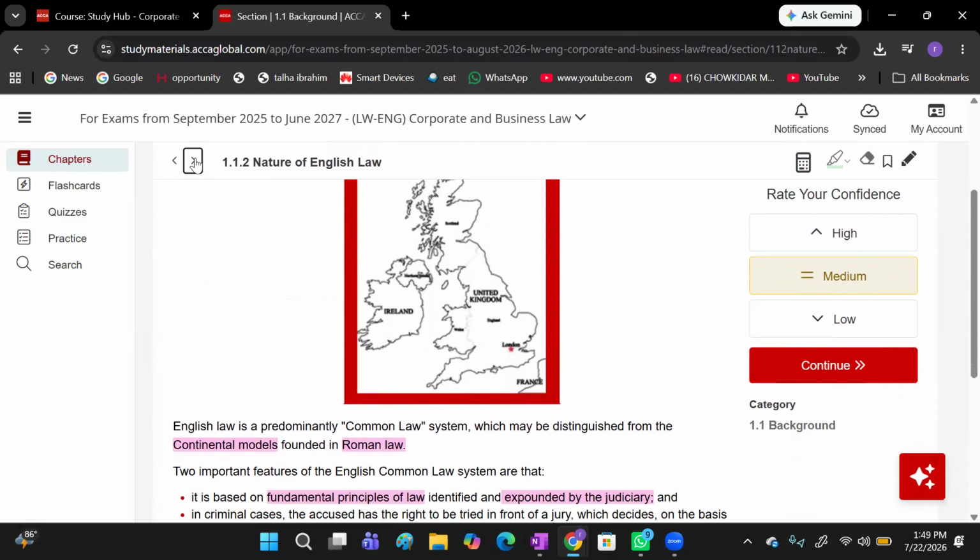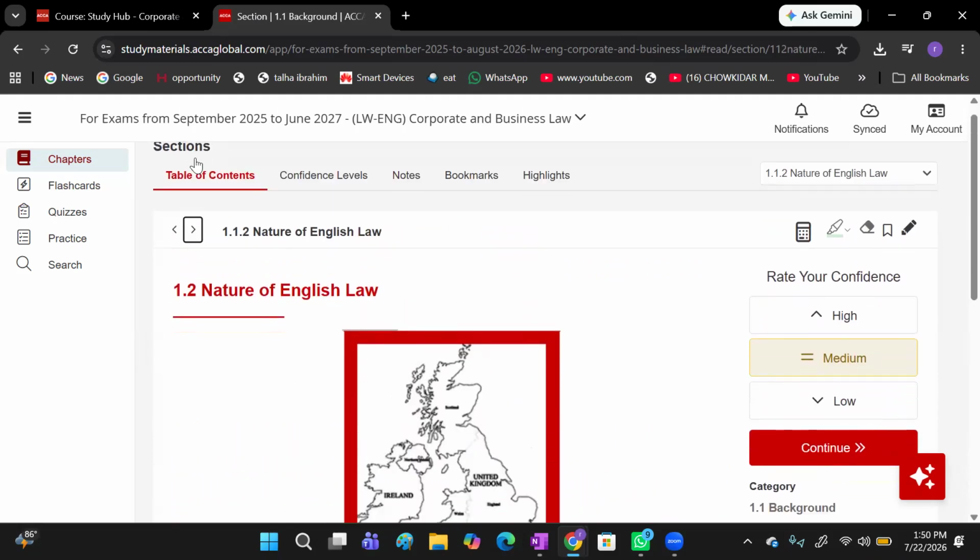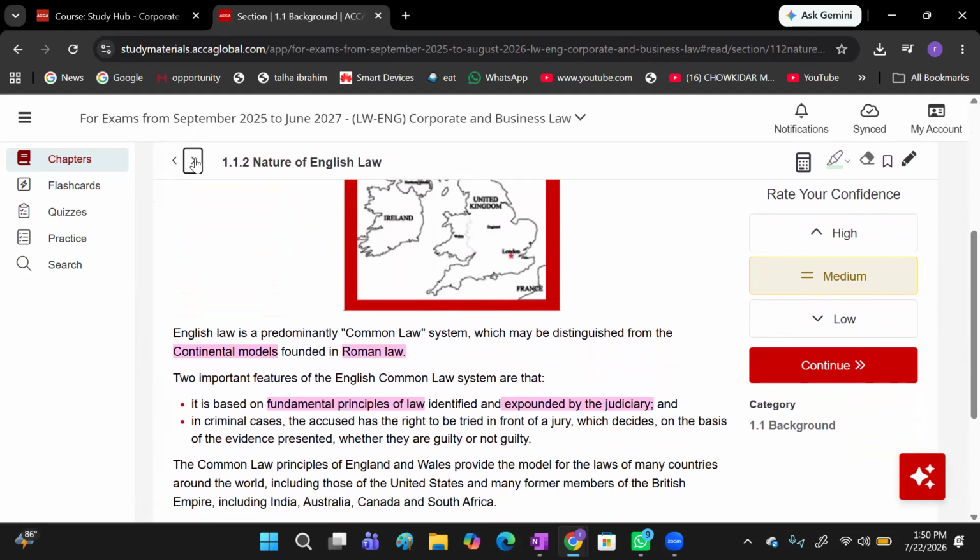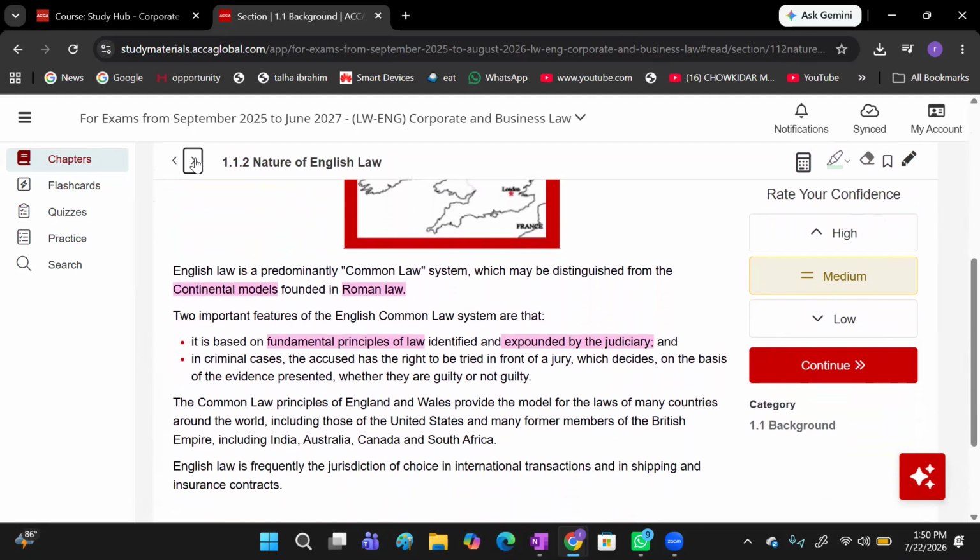So let's talk about the nature of English law. Most of English law, a lot of it, is called the common law. What does that mean? What does common law mean? We'll discuss how common law was made.